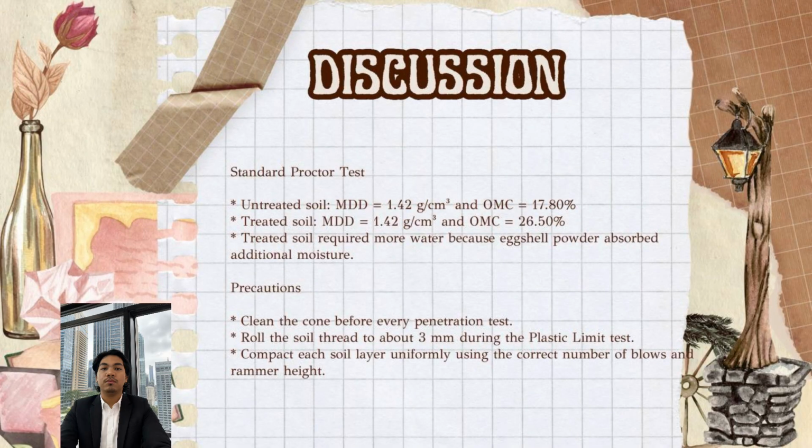For the standard proctor test, untreated soil maximum dry density is 1.42 and optimum moisture content is 70.80%. Treated soil maximum dry density is 1.42 and the optimum moisture content is 46.50%. Treated soil requires more water because eggshell powder absorbs additional moisture. For precaution, we need to clean the cone before every penetration test. Roll the soil thread to about 3 mm during the plastic limit test. Compact the soil layers uniformly using the correct number of blows and rammer height.